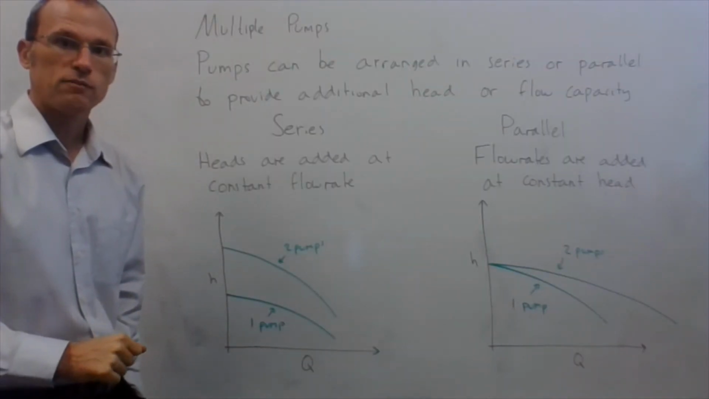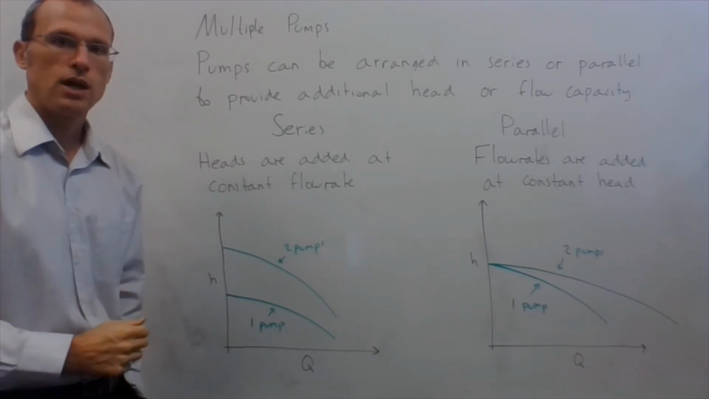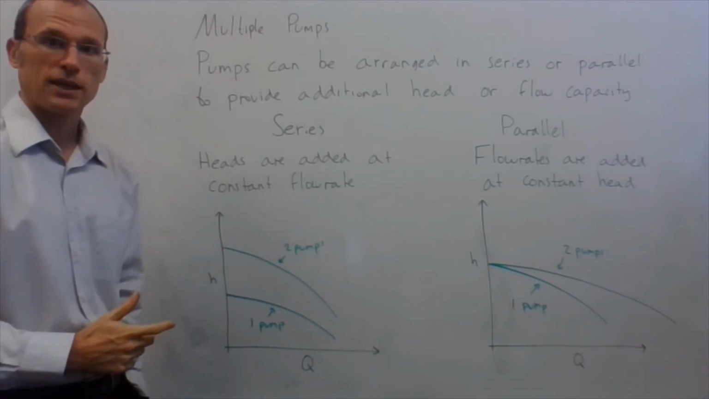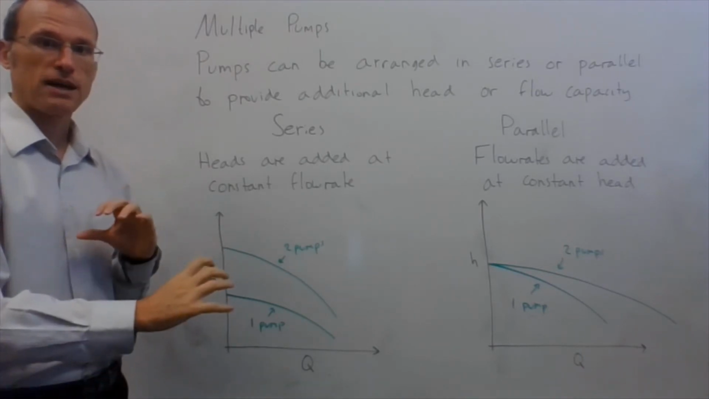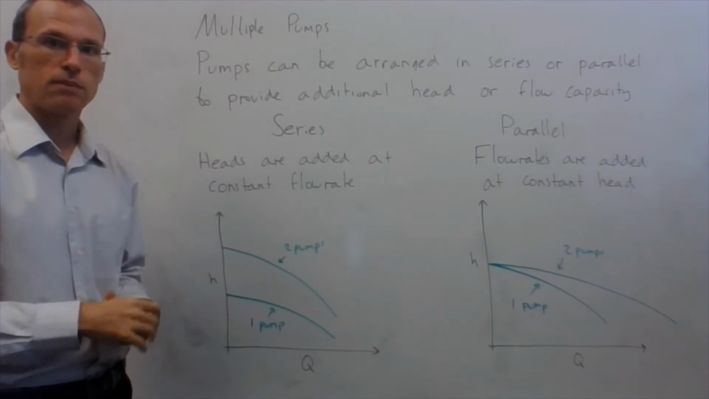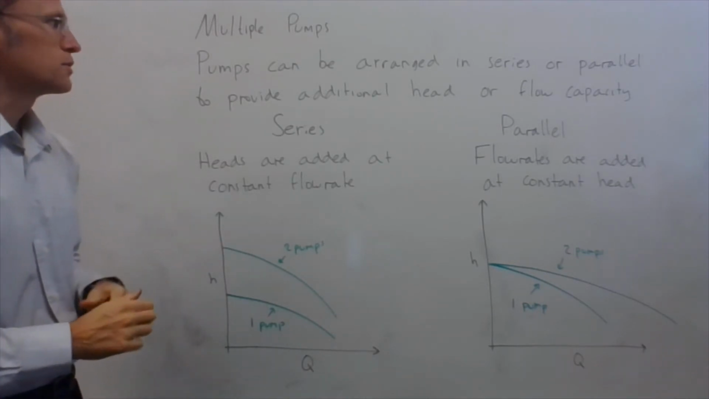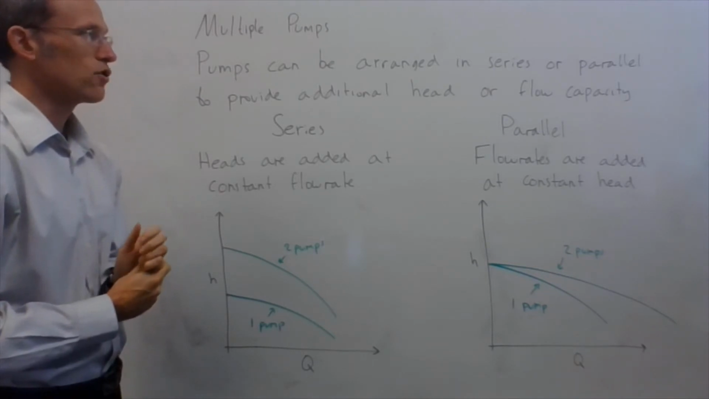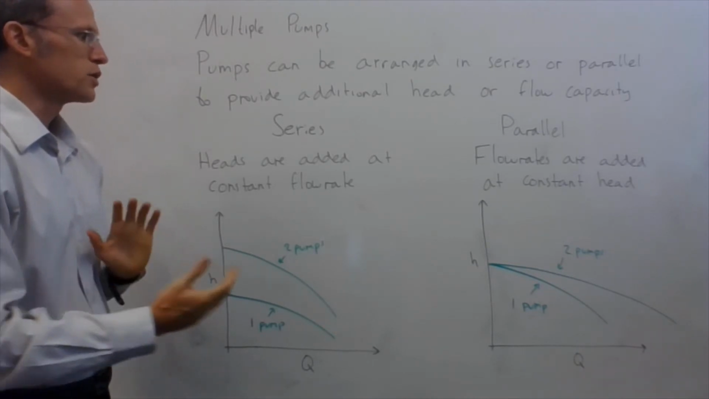Sometimes it's useful to have multiple pumps, so instead of just having one big pump, you can have two small pumps to accomplish the same thing. If you have two pumps, you can place them either in series, so right back to back from each other, or in parallel, so across two different pipelines. So series or parallel, to provide additional head or flow capacity, depending on which way you do it.